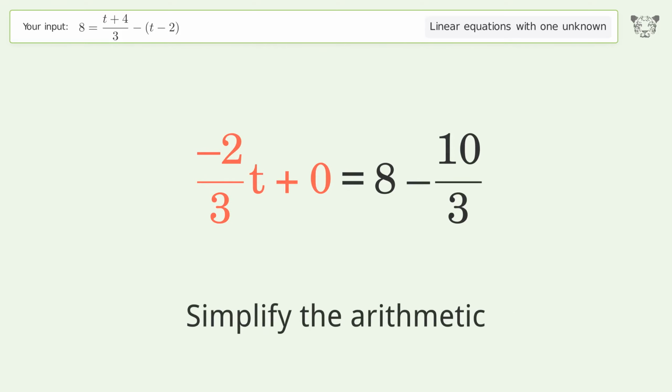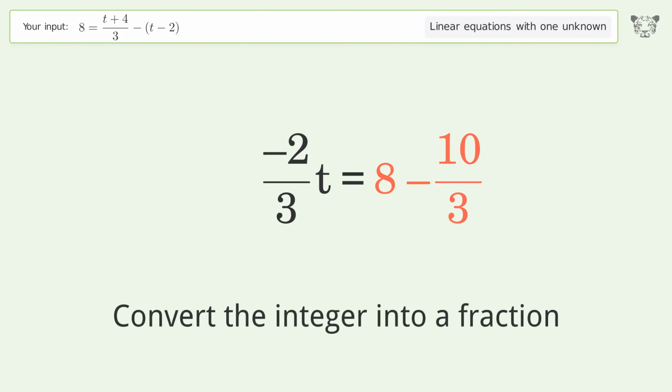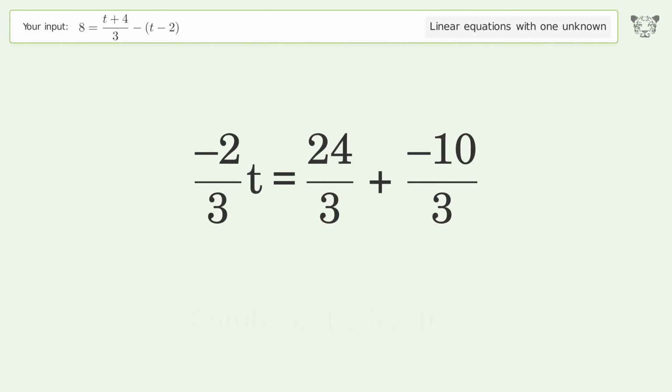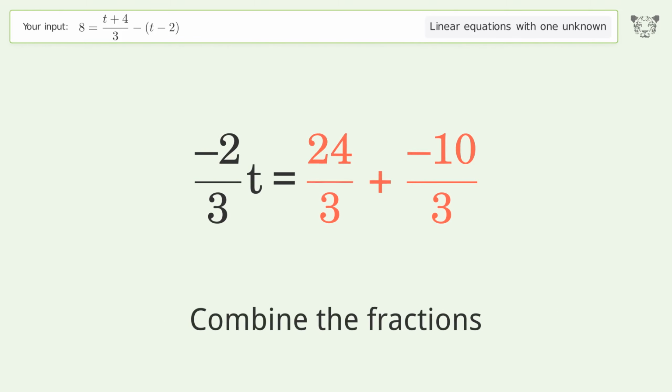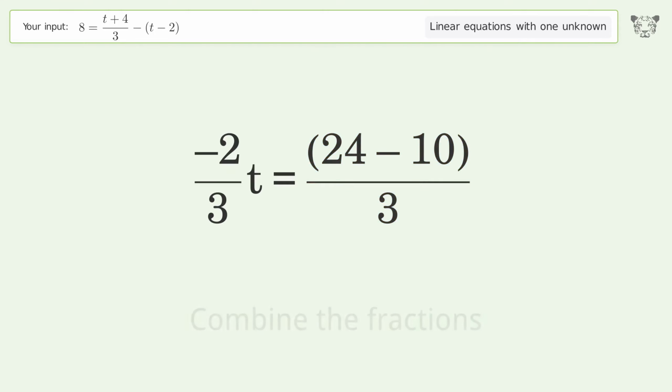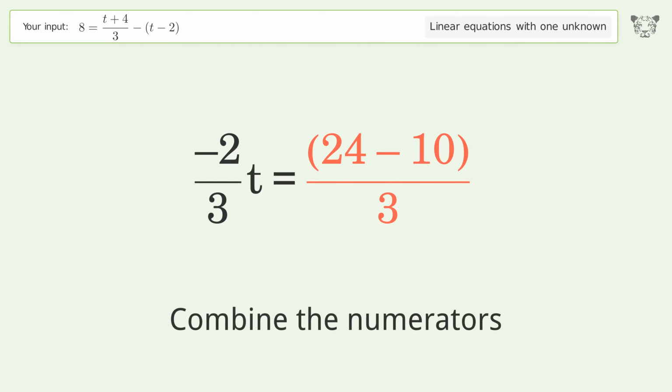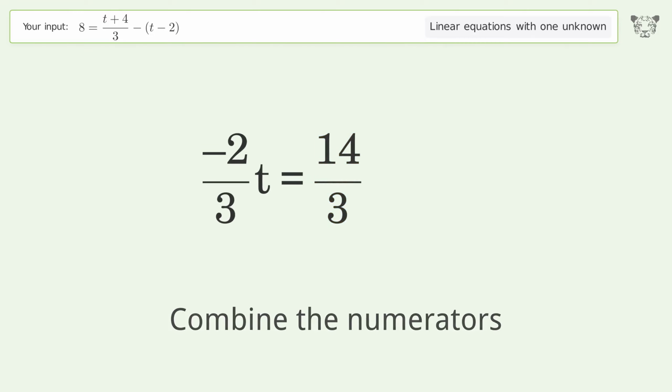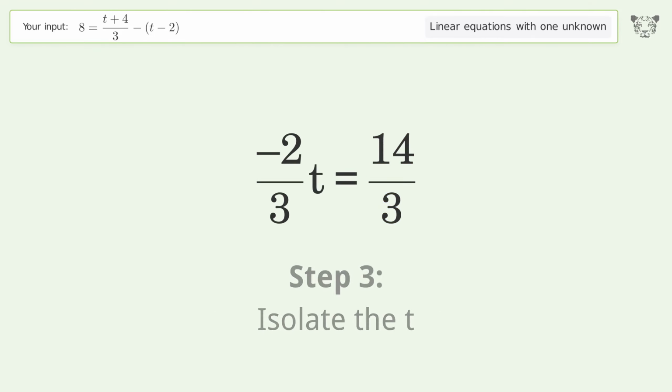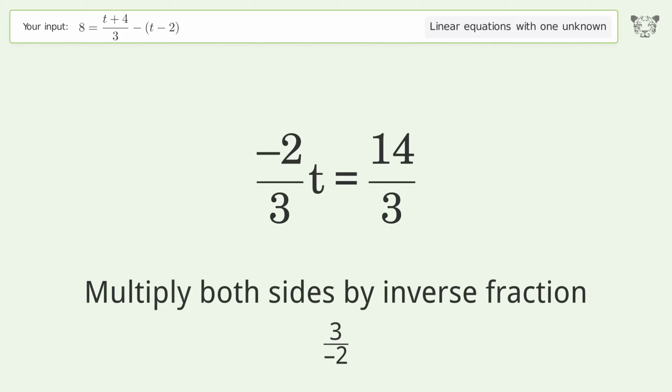Simplify the arithmetic. Convert the integer into a fraction. Combine the fractions. Combine the numerators. Isolate the t. Multiply both sides by inverse fraction 3/2.